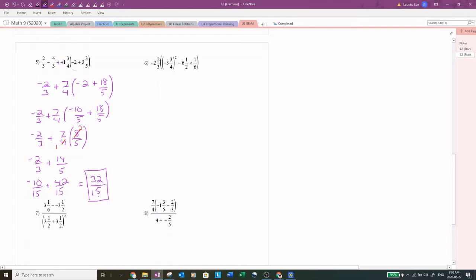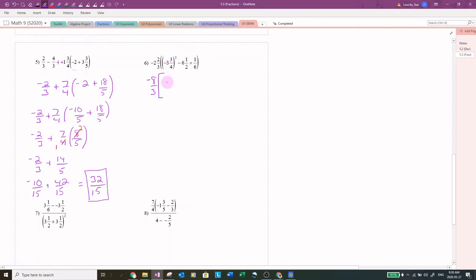Okay. Question 6. Well, that's an ugly question. Let's get rid of all those mixed numbers and just make it a little bit less ugly. So 2 times 3 is 6 plus 2 is 8. So this is negative 8 thirds times, I'm going to make my round brackets square as the outside ones.